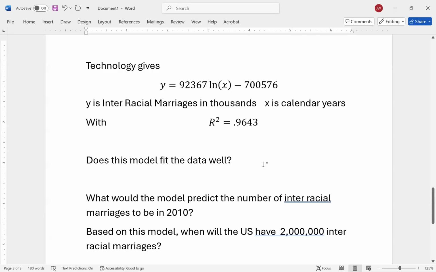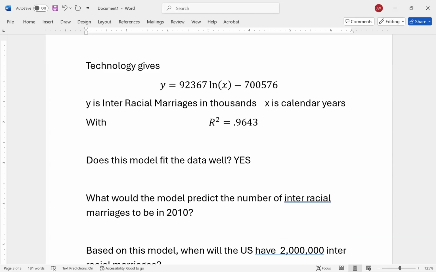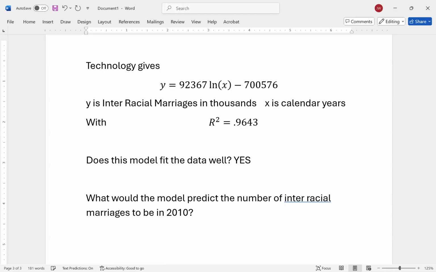So in this case, does the model fit the data well? The answer is yes. R squared is above 0.5, so the model fits the data well. What would the model predict the number of interracial marriages to be in 2010?